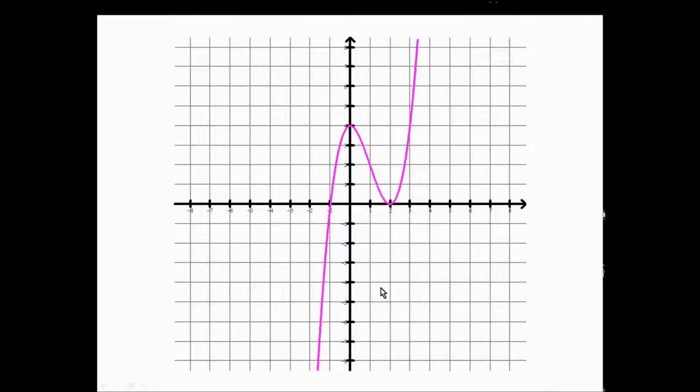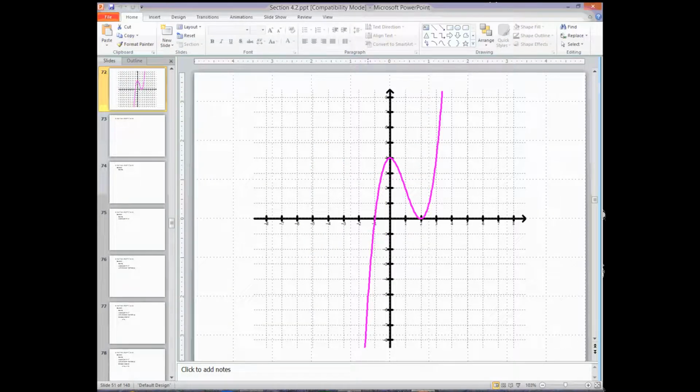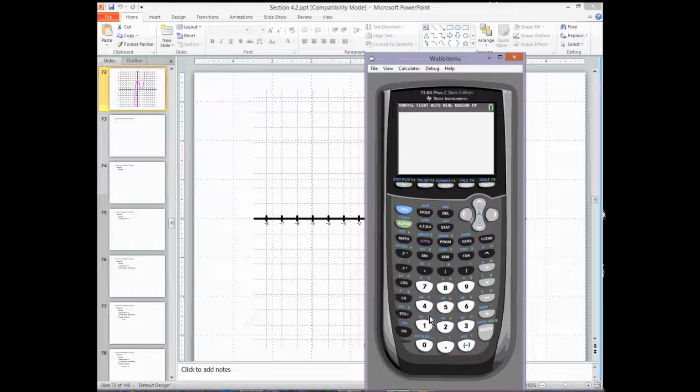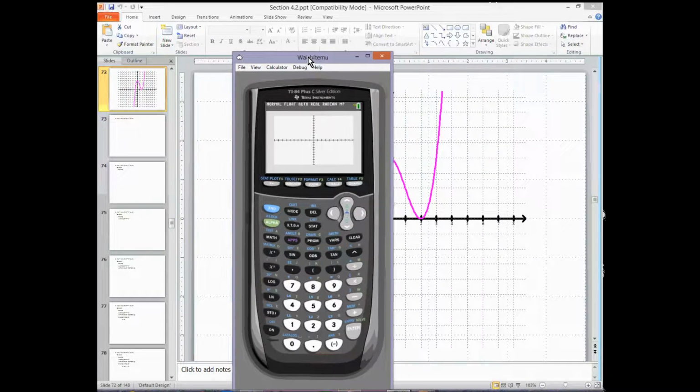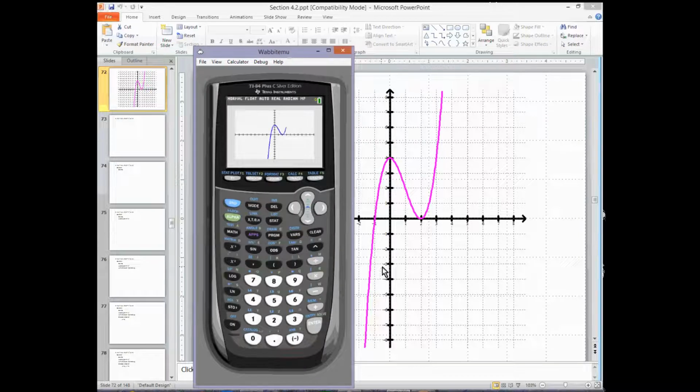Now again, if we gave it to the graphing calculator, so if I take out the graphing calculator here, y equals, remember I had (x minus 2) squared times (x plus 1), and let it graph. And does this graph look basically like that graph? Well, except for the color, yeah.